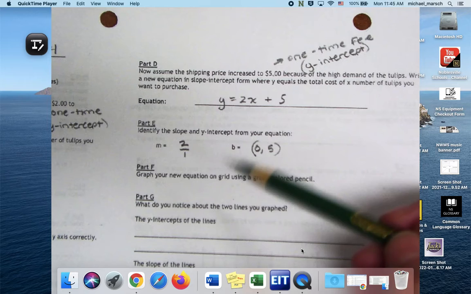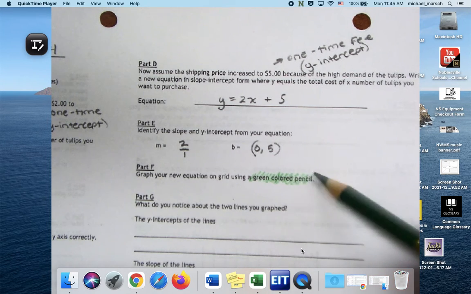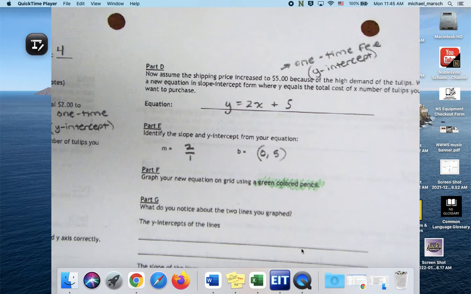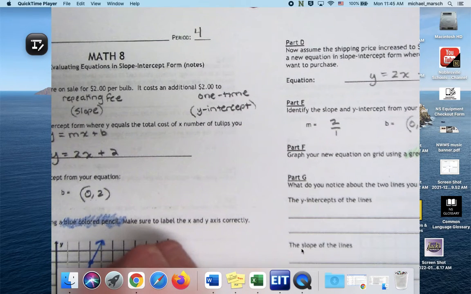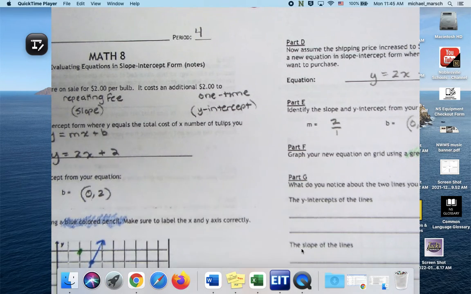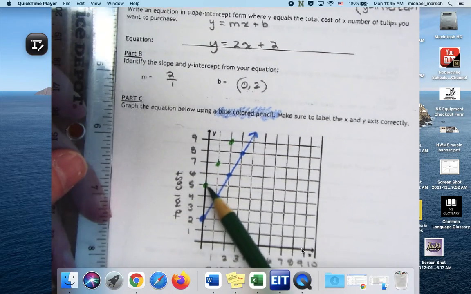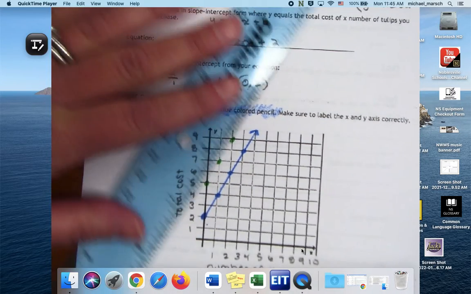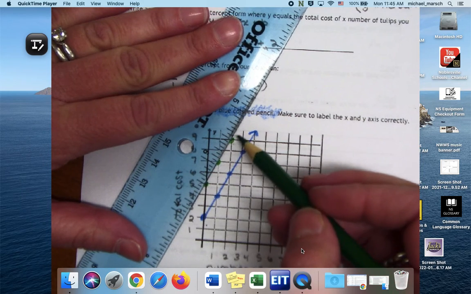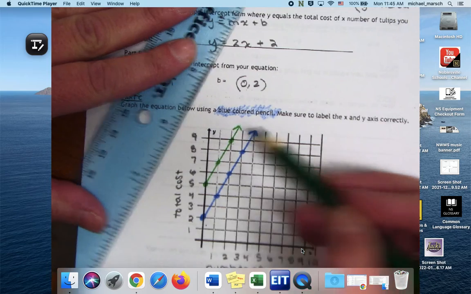I'm going to use my green colored pencil for this one. So I plot my y-intercept at this (0, 5) because that's my one-time fee. And then it's $2, still the price for each pack of tulips.